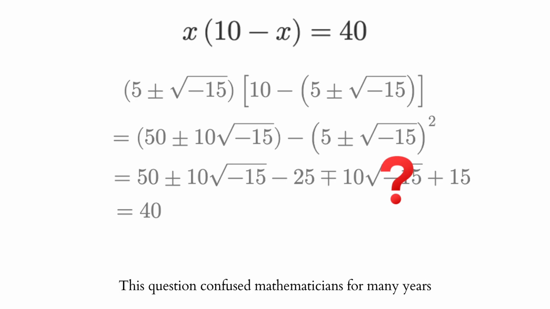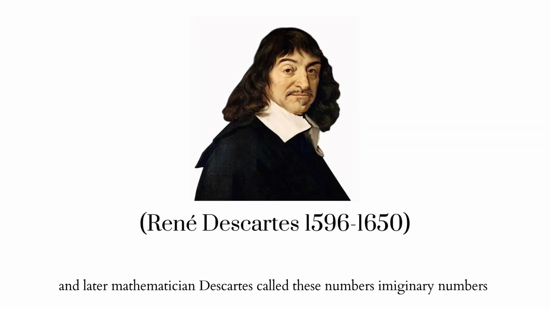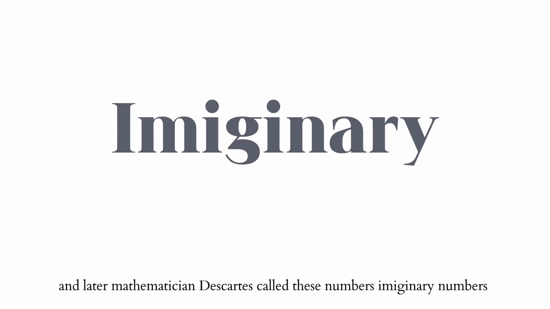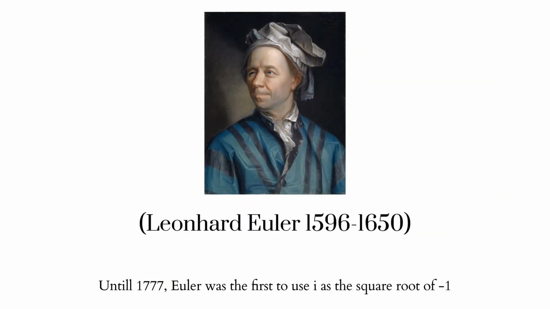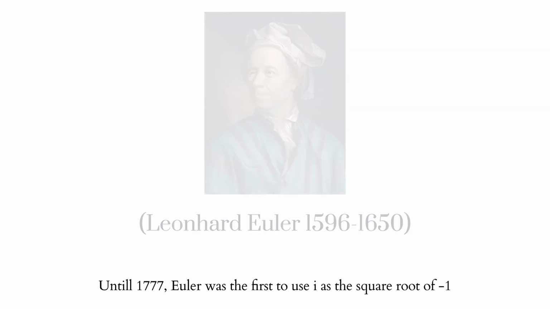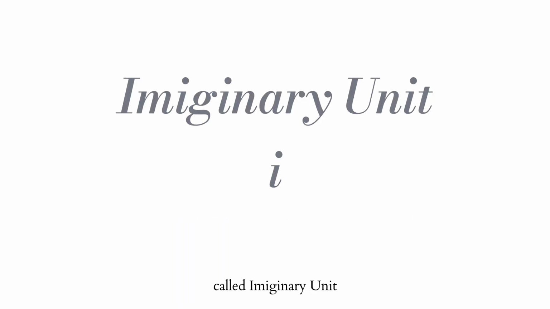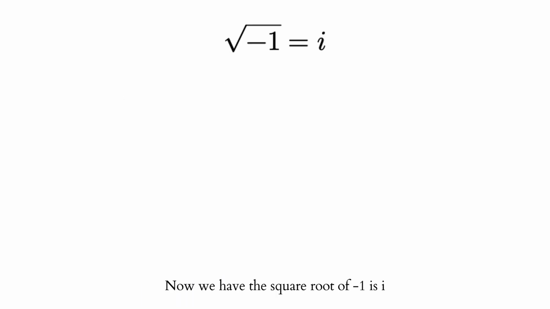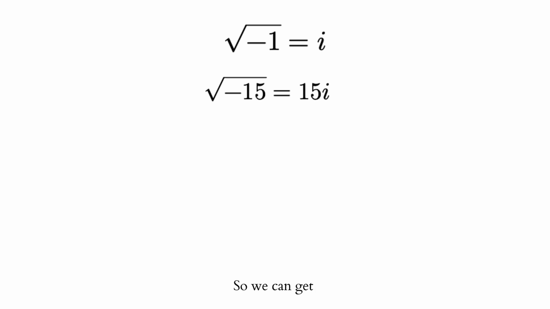This question confused mathematicians for many years, and later the mathematician Descartes called these numbers imaginary numbers. Until 1777, Euler was the first to use i as the square root of minus 1, called the imaginary unit. Now we have the square root of minus 1 is i. So we can get the square root of minus 15 is the square root of 15 times i.